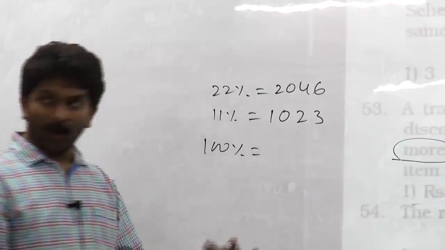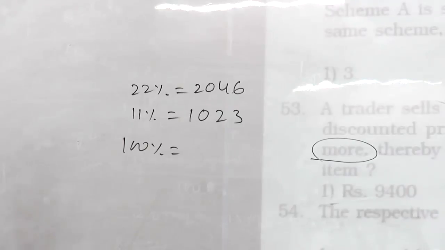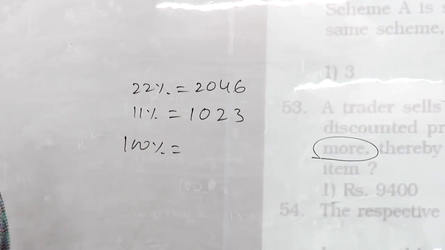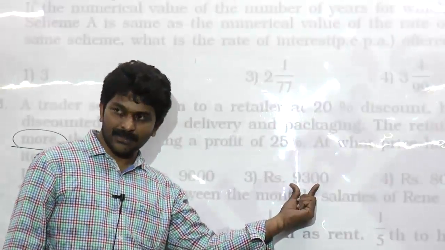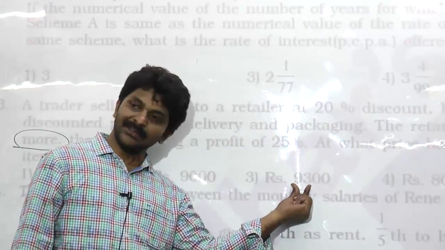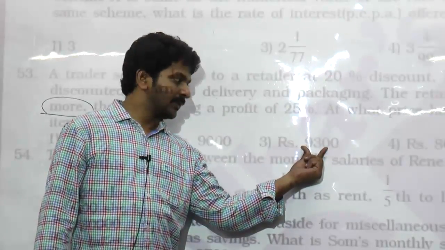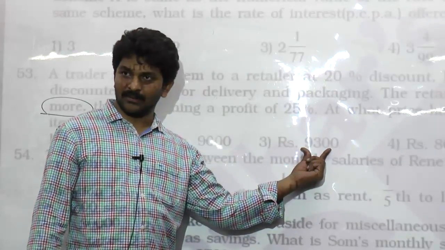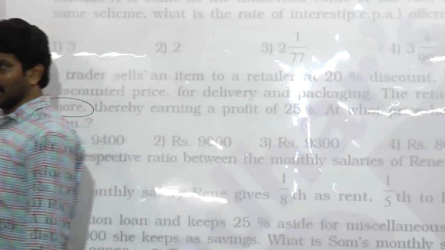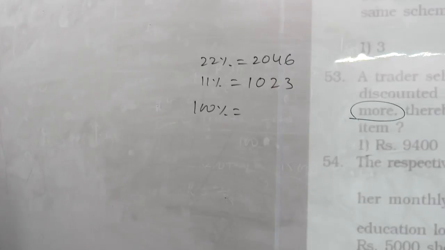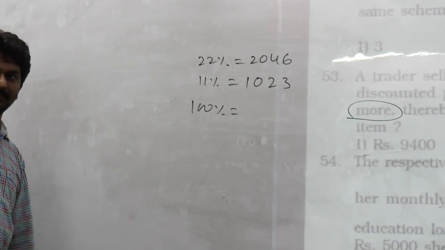90. Or else, just calculate 11%. 10% of this number? 930. 1%? 930 plus 93? Will you get this number or not? Need not go for calculation part. Get it from answer to question.